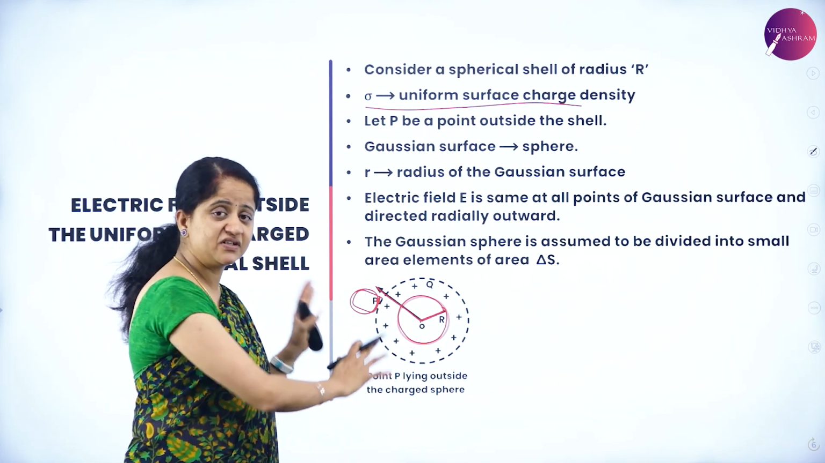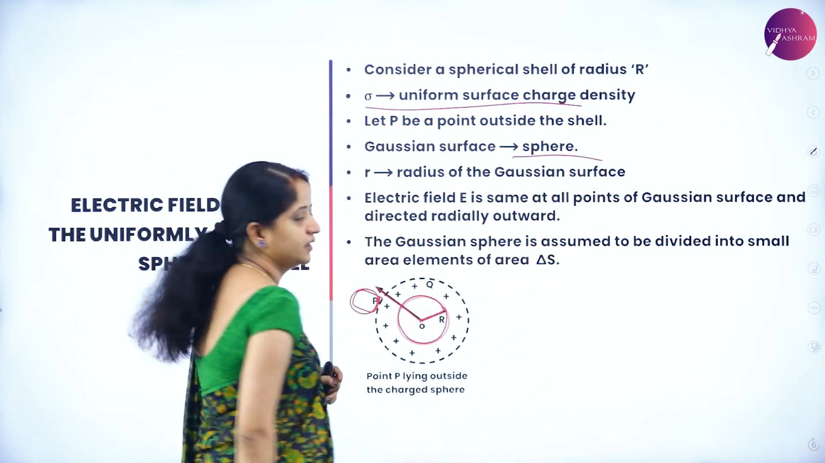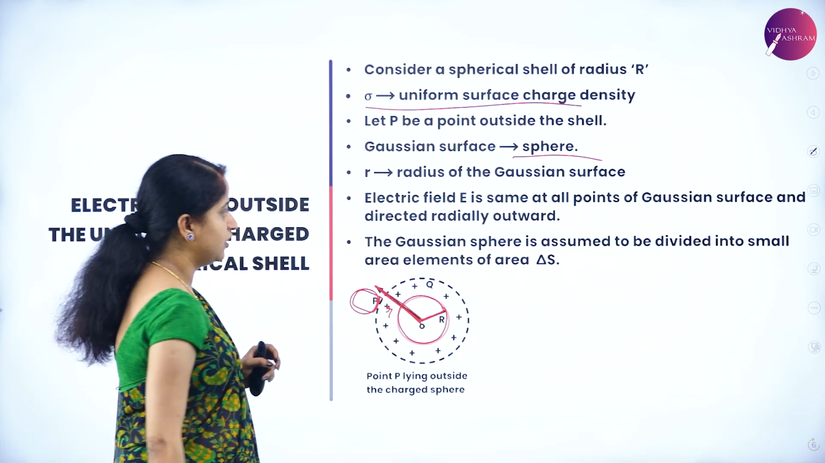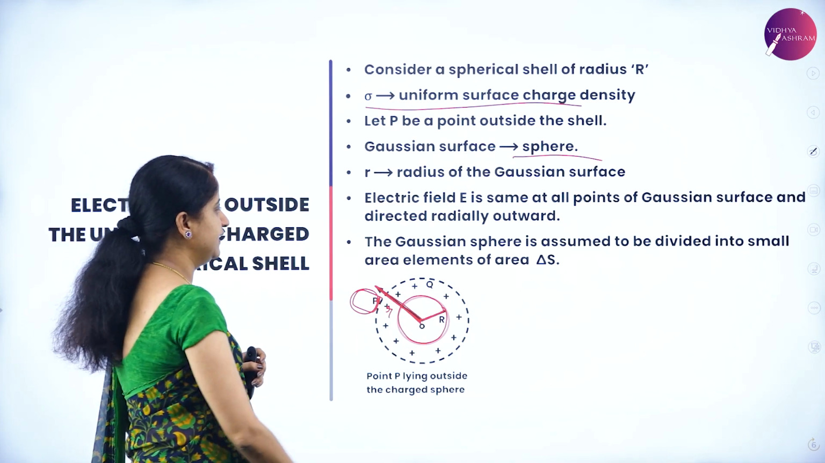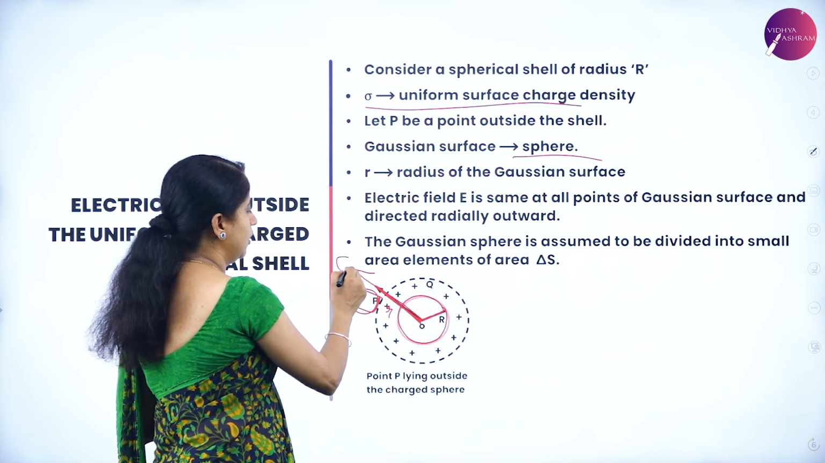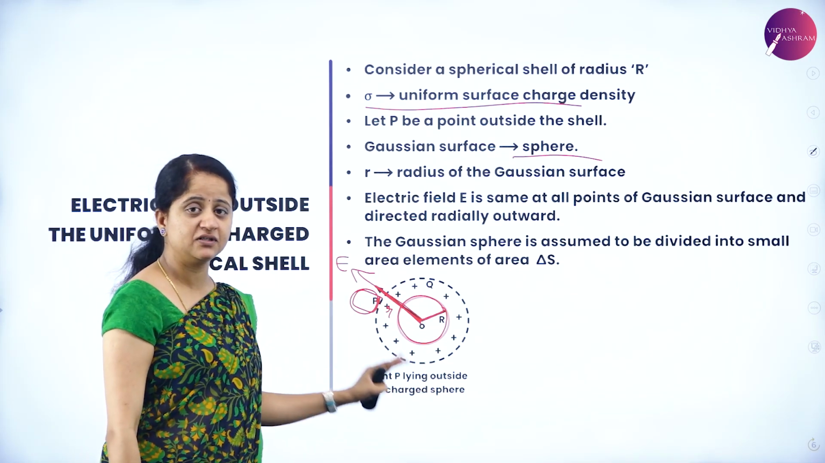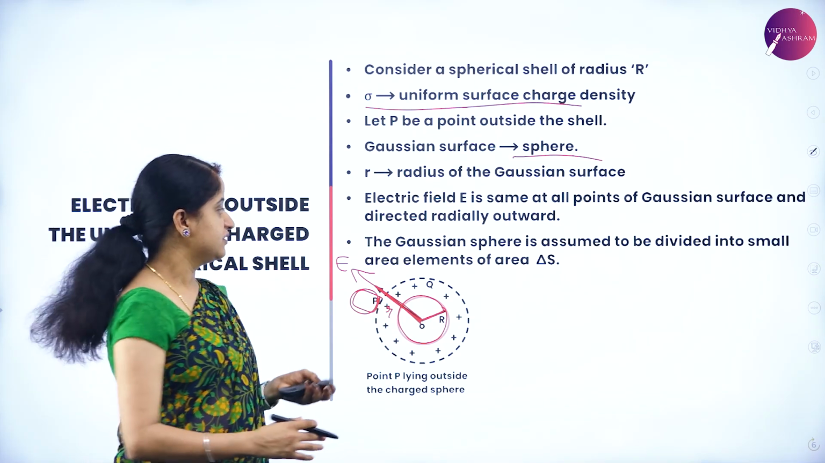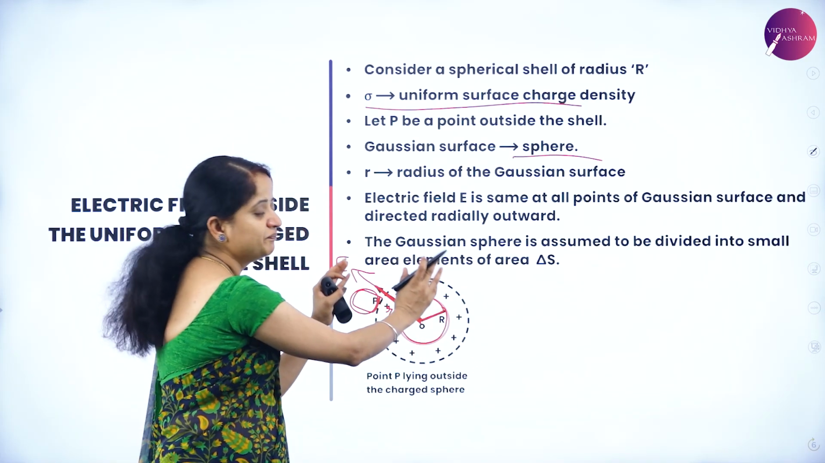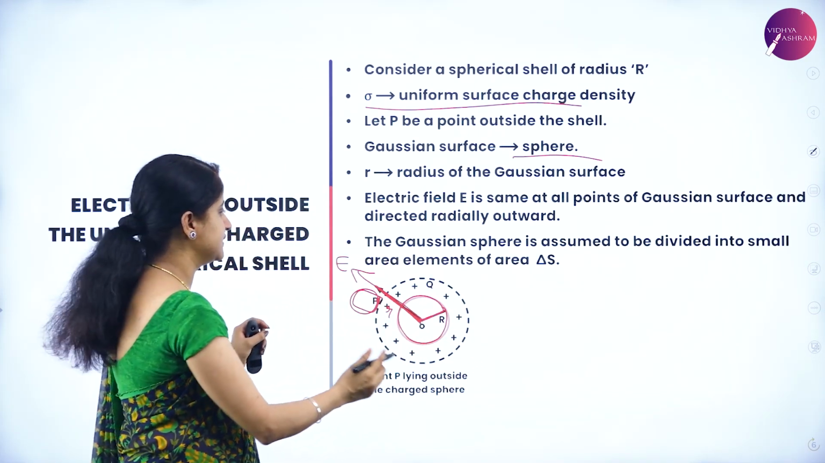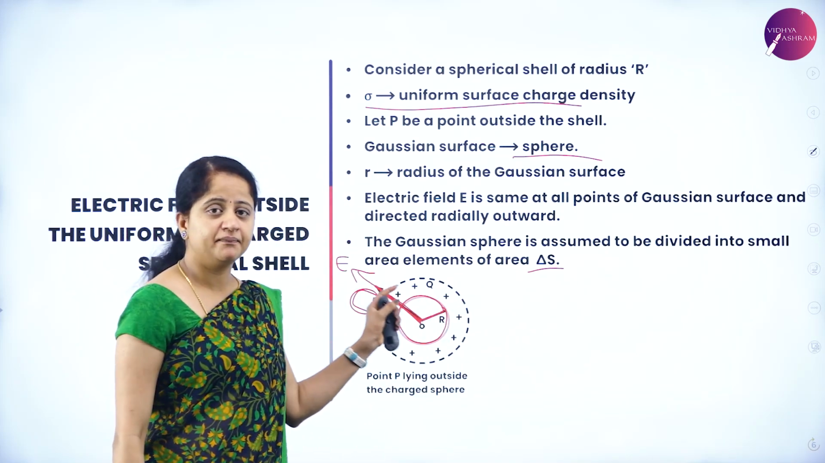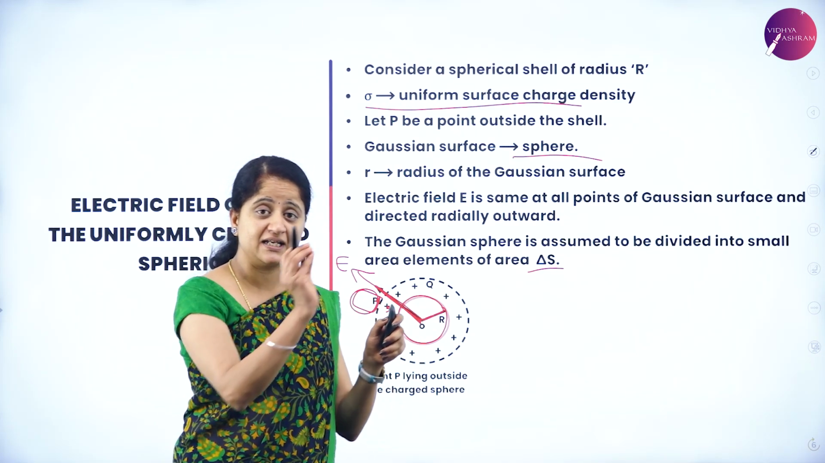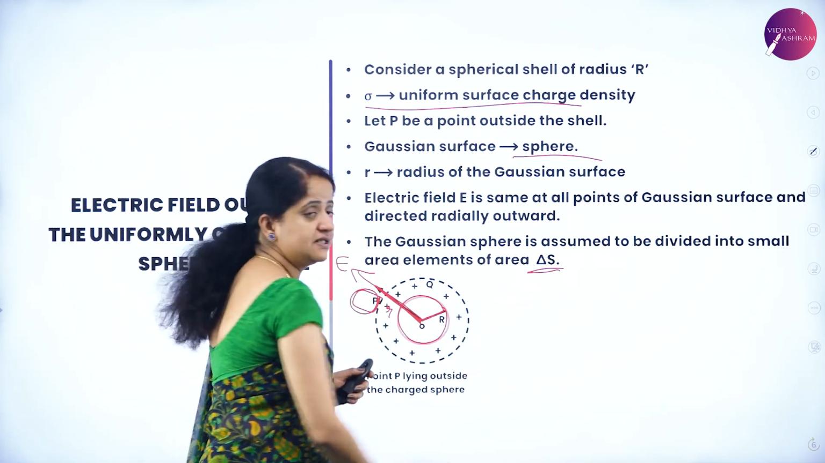So, what is the Gaussian surface we have considered here? That is a sphere. So, what is small r? Small r is nothing but the radius of the Gaussian surface. Electric field is always directed outwards because we have considered positive charges on this sphere. So, it is radially outwards. Now, let us assume this Gaussian sphere is divided into small parts. Let the area of the small parts, the small surface elements of this Gaussian surface, be delta S.